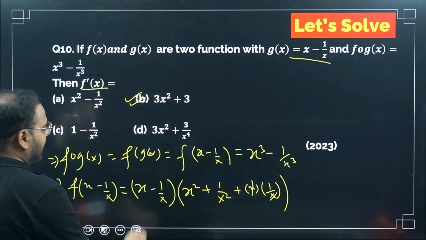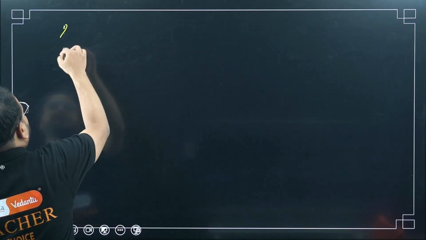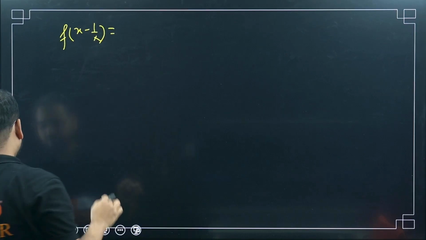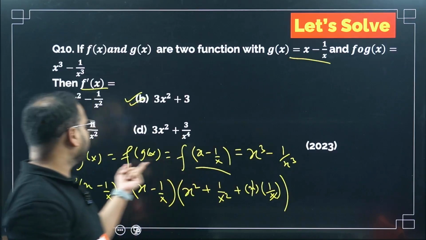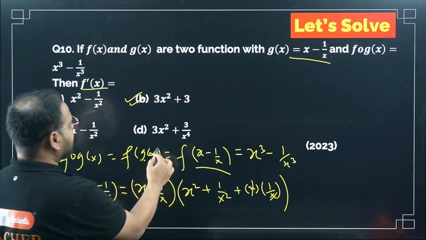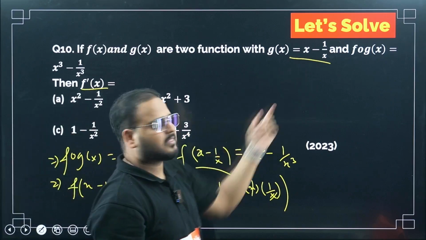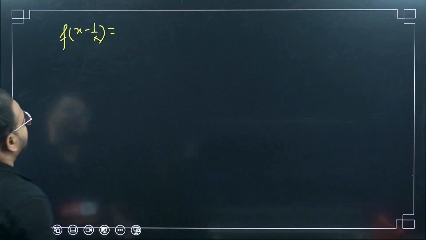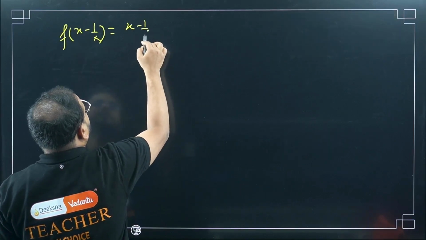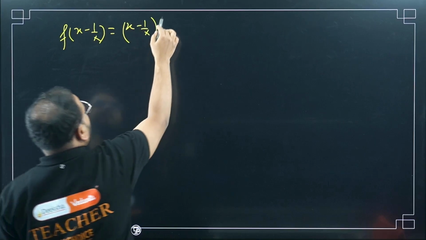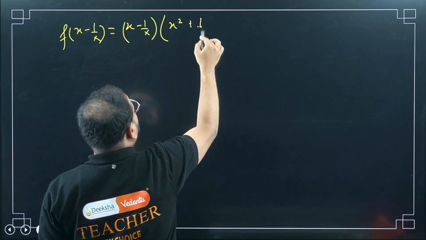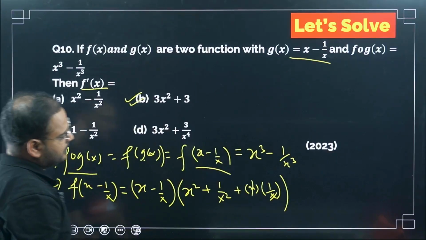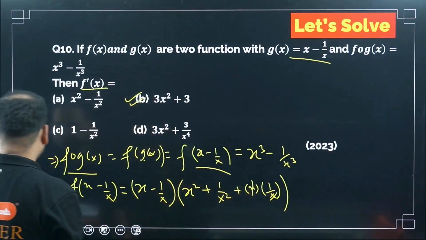Please check. x minus 1 by x, I can write it over here. This is nothing but my fog, I have just written the value of g(x), nothing different. So x minus 1 by x times x square plus 1 by x square plus 1. Yes or no? Please check, x and x cancel, so only 1 is left.